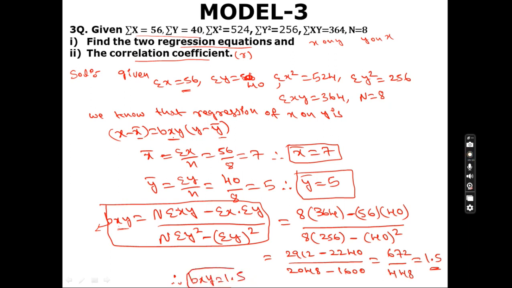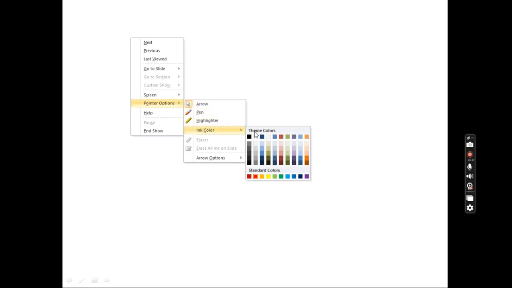Once you calculate these values, you substitute them in the regression equation of x on y. I am going to the next slide, where I will substitute all the values. I'll take the pen. x minus x bar, where x bar is 7, is equal to bxy, which I just calculated as 1.5, into y minus y bar, where y bar is 5.